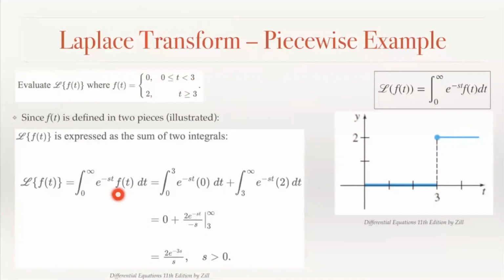We plug it in. And remember that the way to find the integral of a piecewise function is just to break it up into 2 integrals over the 2 corresponding parts. So this is the integral from 0 to 3 of e to the negative st times the function there, which is always 0, plus the integral from 3 to infinity of e to the negative st times the function definition on that domain. So one can then evaluate each of those integrals separately and come up with the Laplace transform.